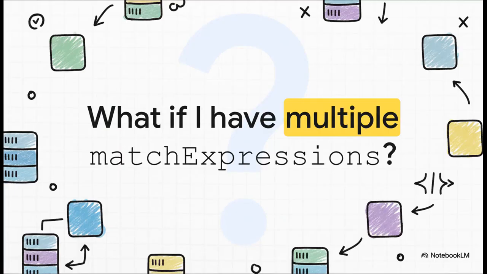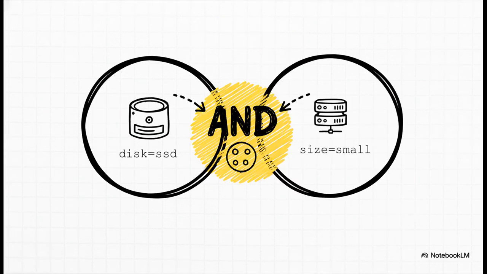Okay, another question I get a lot is about combining rules. What if you need a node that has to have, say, an SSD disk, and it also has to be a large instance size? How do you make sure both of those things are true? And the answer is simple, just like before. They are ANDed together. If you put multiple match expressions inside a single term, they all have to be true. The node must have the disk equals SSD label, and it must have the size equals small label. It's got to satisfy every single one of them, no exceptions.